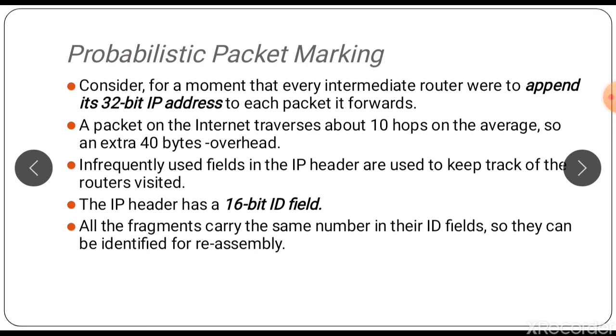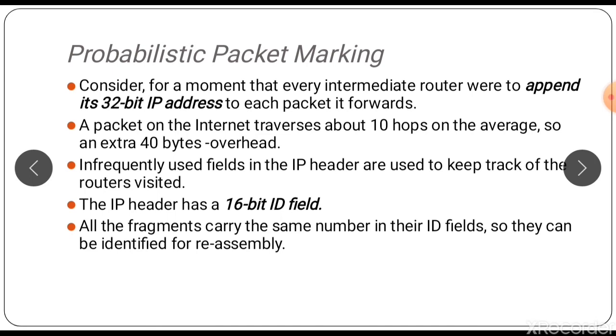First we will see what we mean by probabilistic packet marking. Consider for a moment that every intermediate router were to append its 32-bit IP address to each packet it forwards. That is, we will go for packet marking. So the packet will keep track of the routers that it has visited, and in the packet we have to add some additional information to record which routers it has visited.